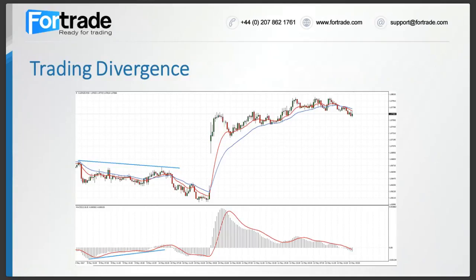Trading divergence. The classic trading strategy using the MACD histogram is to trade the divergence. One of the most common setups is to identify points on the chart where the price makes a new swing higher or a new swing lower, but the MACD histogram doesn't. Similar to RSI, this signals a divergence between price and momentum. And here we have this situation: the prices are lower and lower, and the histogram is moving in the opposite direction.